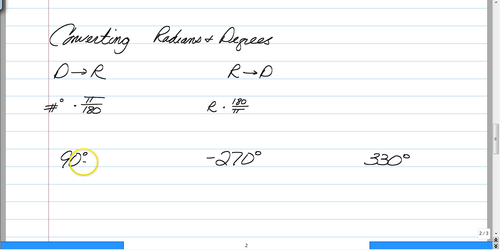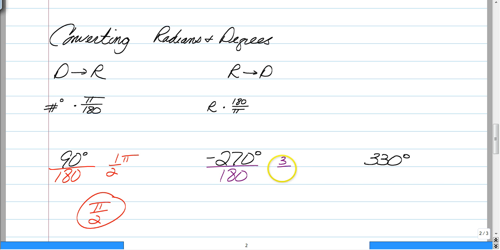So watch this. All you have to do is divide your degrees by 180 degrees. Reduce the fraction, you get 1/2, and throw a pi on top. So pi over 2 is your radian measure of 90 degrees. If you're doing negative 270, you just divide it by 180. Reduce the fraction, and you'll get a negative 3/2. So your radian measure is negative 3 pi over 2. Your calculator will do all that reducing for you.